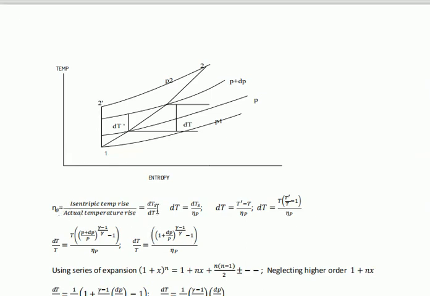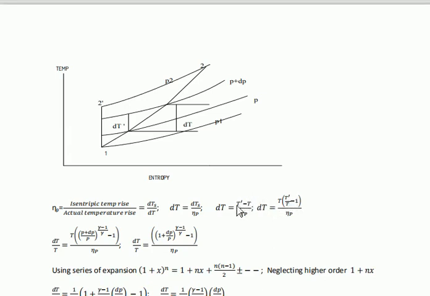So you can write the stage efficiency, the isentropic temperature rise divided by the actual temperature rise, so dt is equal to dTs divided by eta p. Again, we write that dt is equal to dTs, which can be written as T dash minus T, divided by eta p. So dt is equal to T, just taking this T term outside, into the bracket we write T dash by T minus 1.